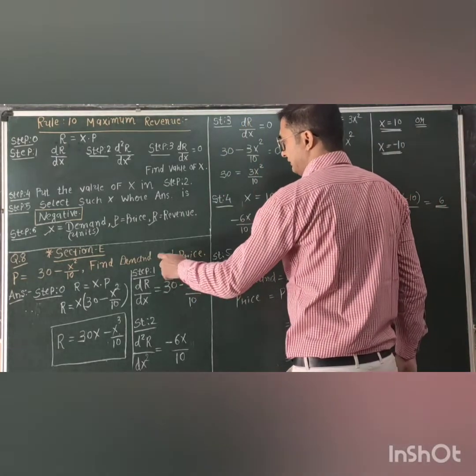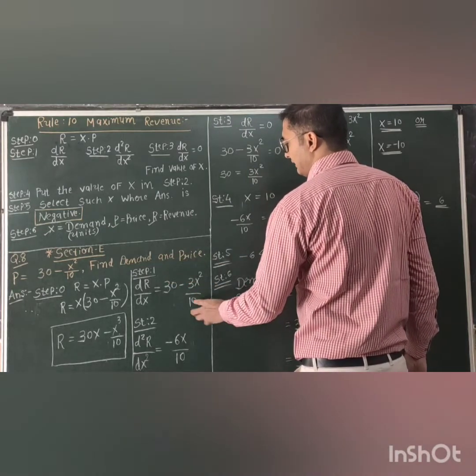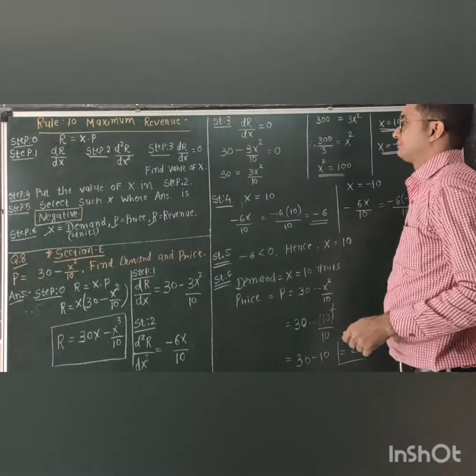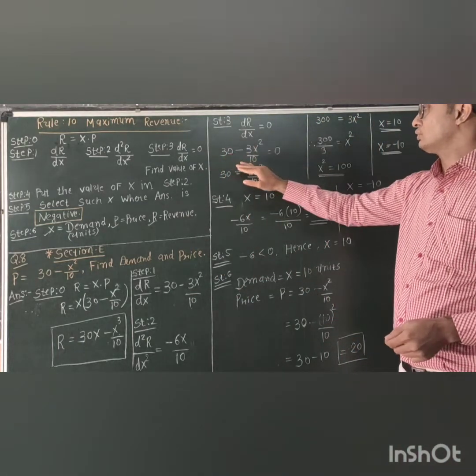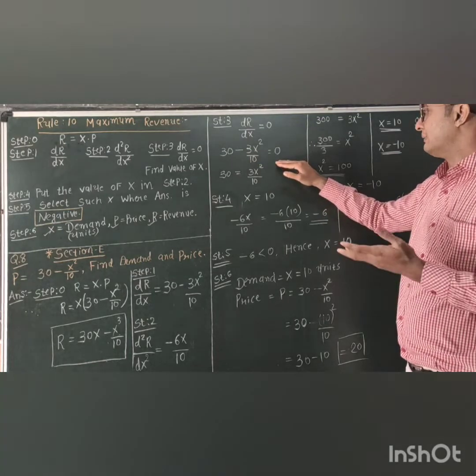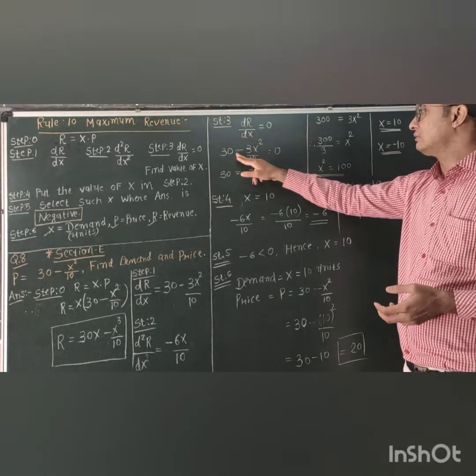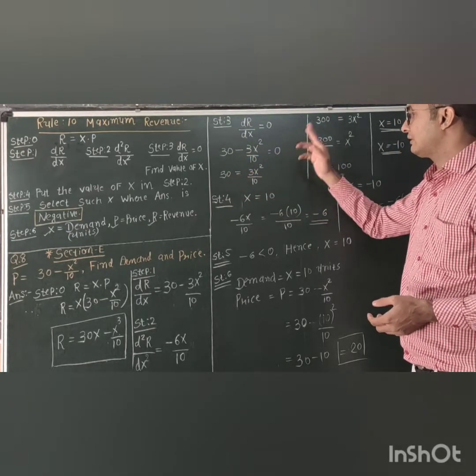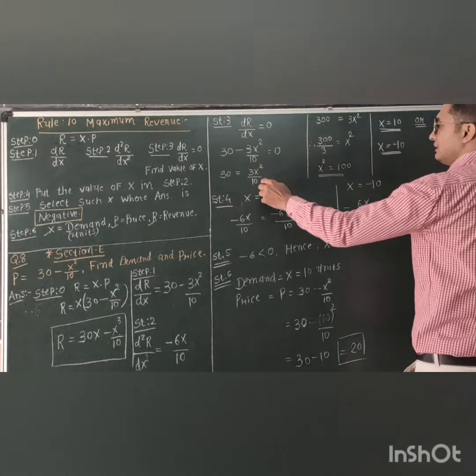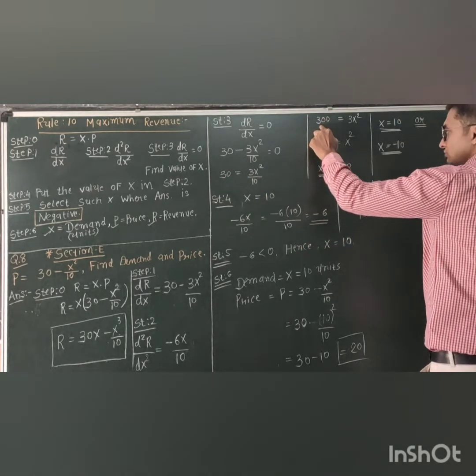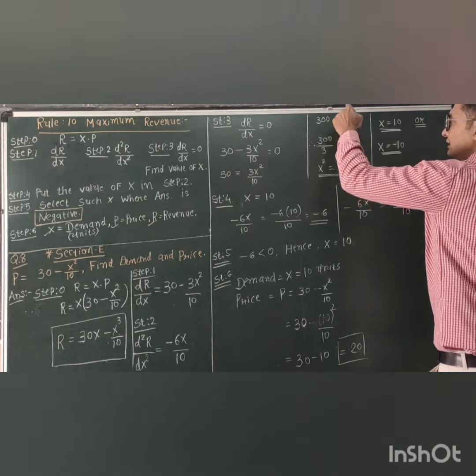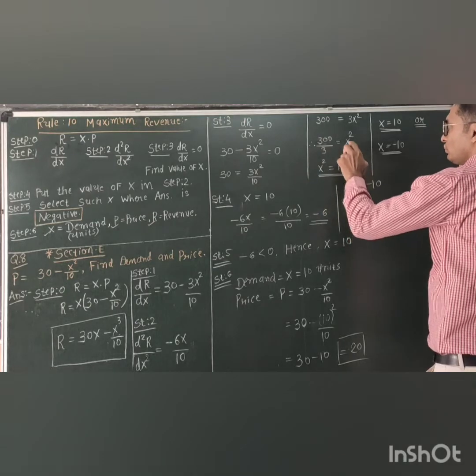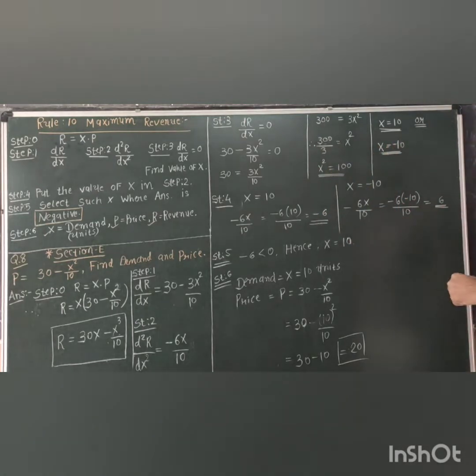Now this is the derivative, 30 minus 3x squared by 10, equals 0. Now we have to solve it in a simple way and find the value of x. The minus goes to the opposite side, so it becomes 30 equals 3x squared by 10. Thereafter 10 multiplied with 30 becomes 300 equals 3x squared. The 3 goes into the denominator, 300 by 3 is 100. So we can say that x squared is equals to 100.